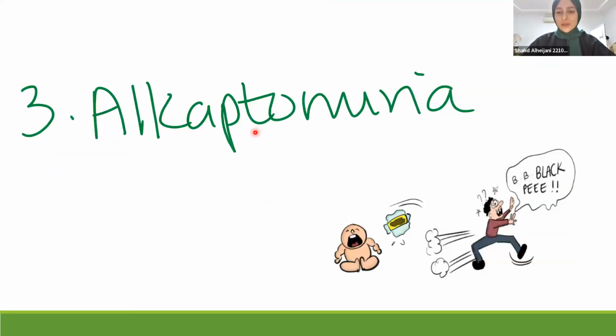Now we move to alkaptonuria. I didn't find an image with the full presentation of alkaptonuria, but we'll be drawing one together. And for now, just remember this: remember the black pea in the diaper of the baby. For alkaptonuria, again, we're still in the same pathway, the phenylalanine and tyrosine pathway.